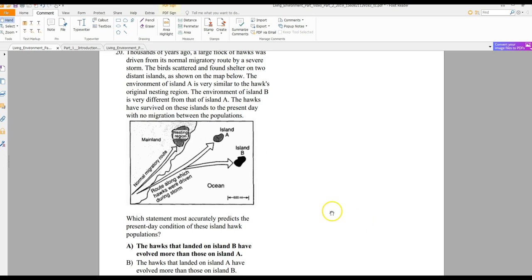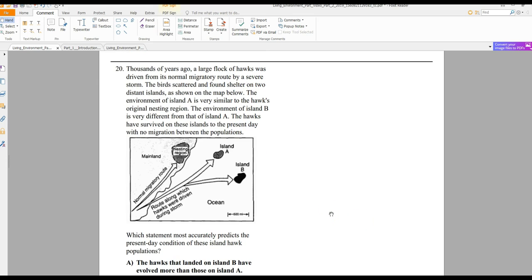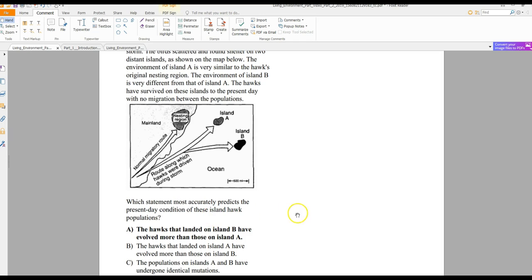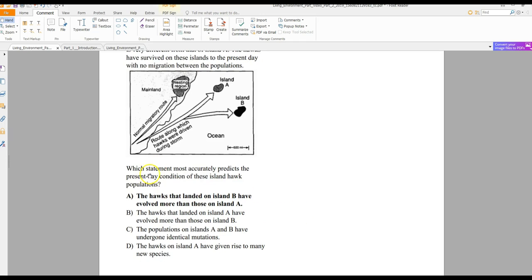Okay, here we have something that's called geographic isolation, where you have a species that originated here and they flew off to different islands and become different species because they're separated by geography. They're separated by water, mountains, something like that. So, for time purposes, I'm going to go straight to the question.